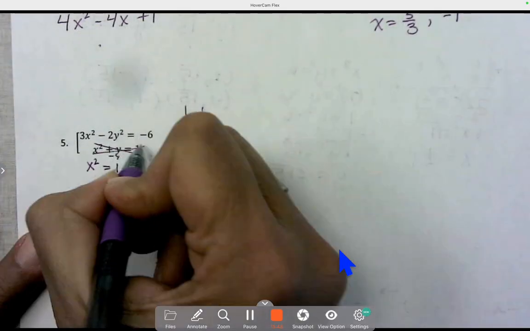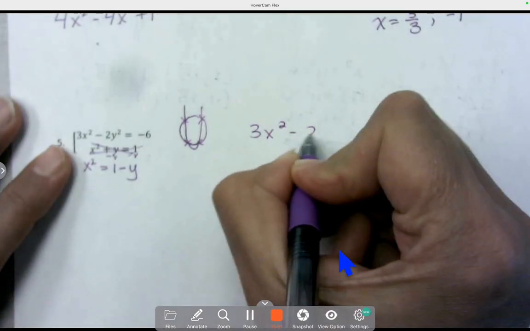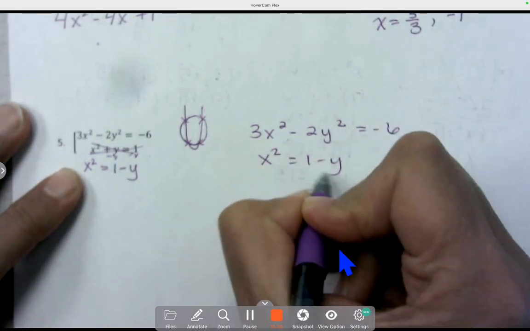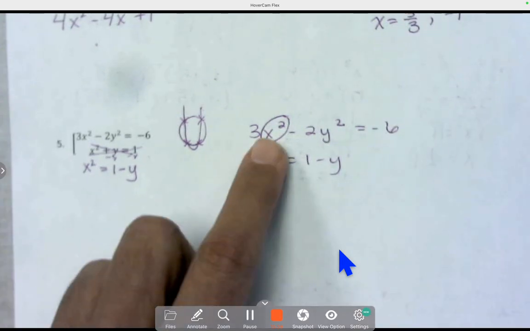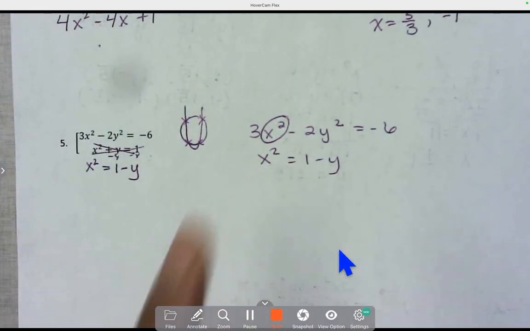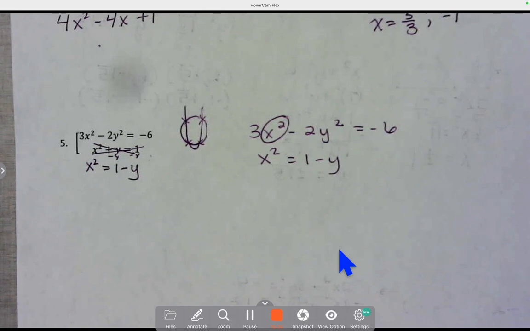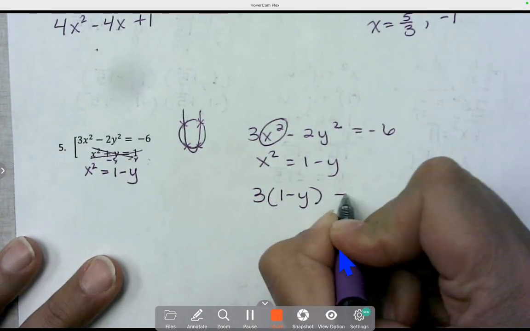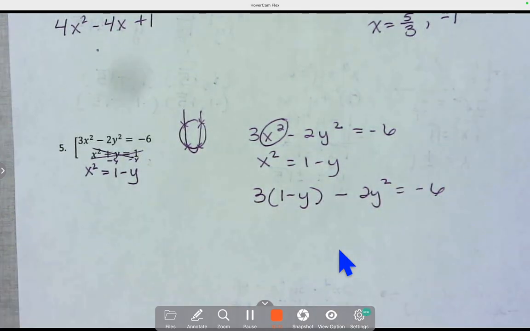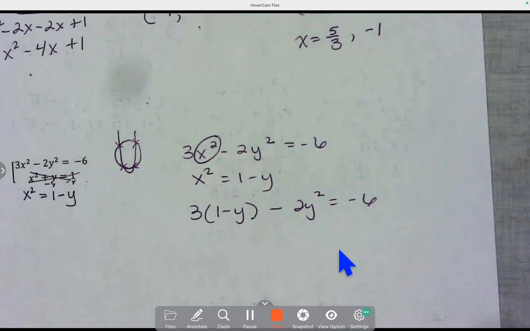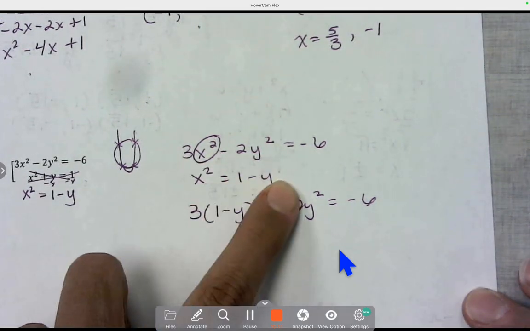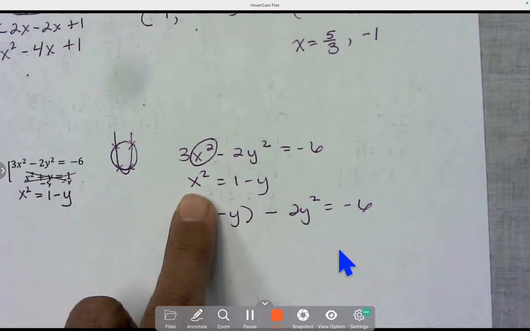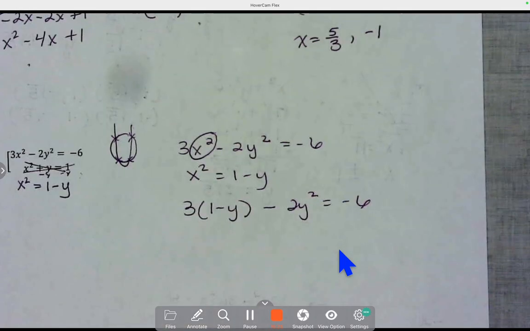So I'm done with this. Let me show you what you do with this. I'm going to replace this entire x squared with 1 minus y. I'm not going to put 1 minus y in parentheses and then squared. I'm replacing the entire x squared with this. Now you could solve for x and square root both sides and then plug in the square root of that, and if you square it, it gives you 1 minus y. Or you just leave it x squared and replace the entire x squared. Do you understand what I'm saying here?